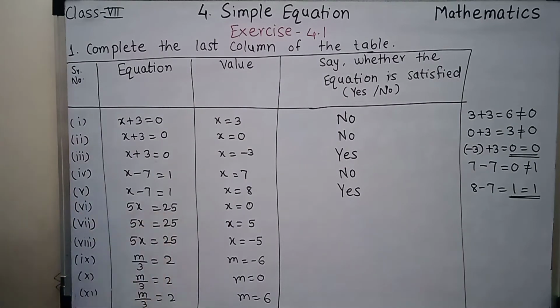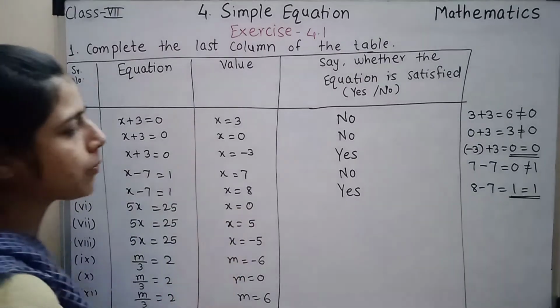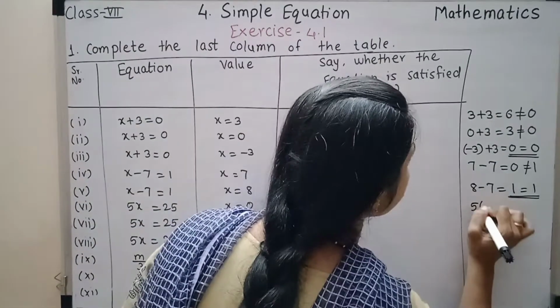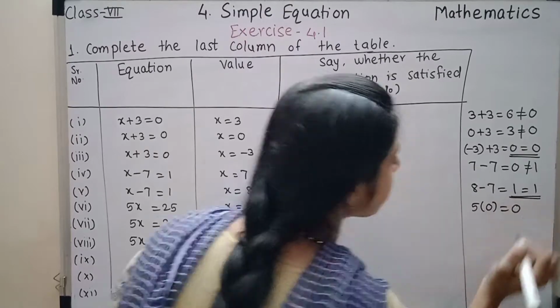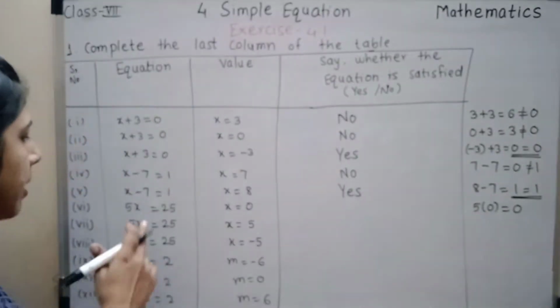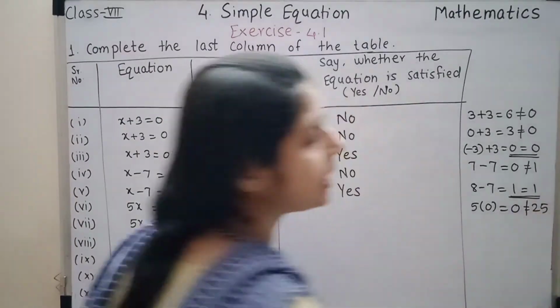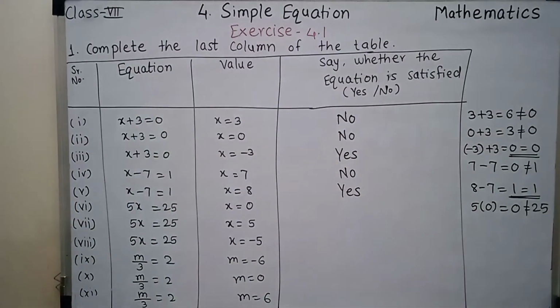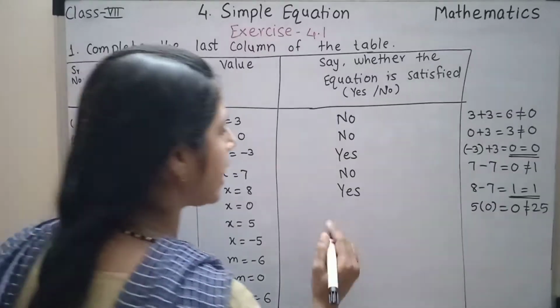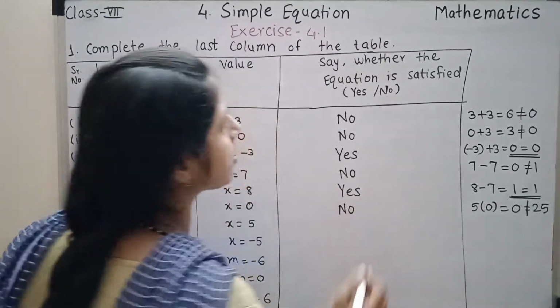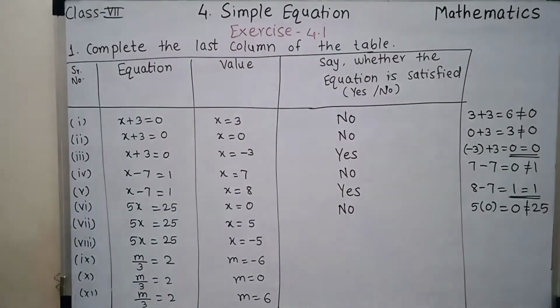Next is 5x equal to 25. अगर मैं x की वैल्यू आपको 0 डाल दूँ तो ये आ जाएगा 5 into 0. But any number into 0 is 0 only. But the RHS given to us is 25. Are they equal? 0 is never equal to 25, and therefore this given value does not satisfy the equation, and therefore you should write no.